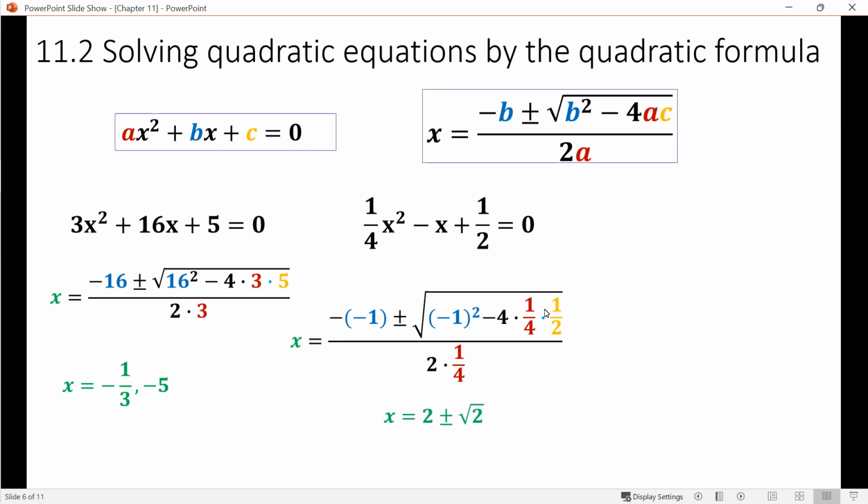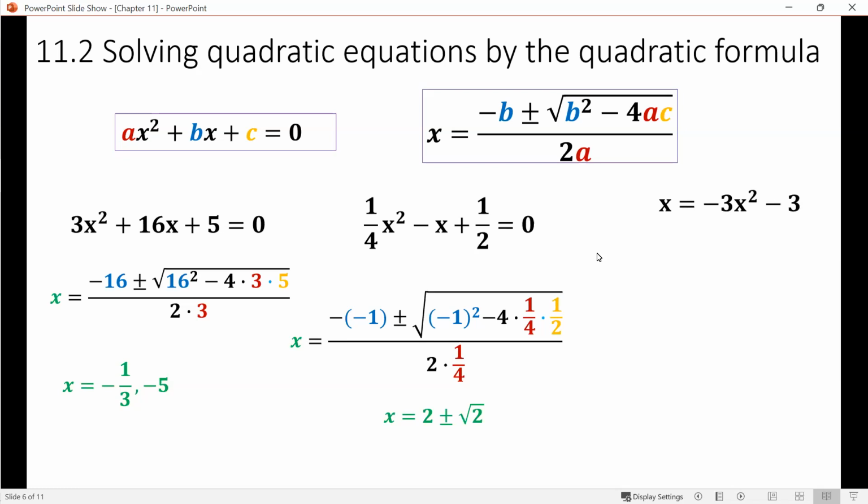Again, work this out on your own. Make sure you're getting the same solution as me. This is going to be 2 plus or minus √2. So you can write that as 2 plus √2, comma, 2 minus √2 if you like.